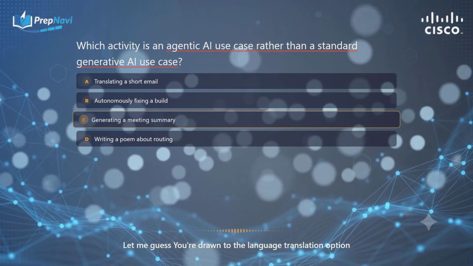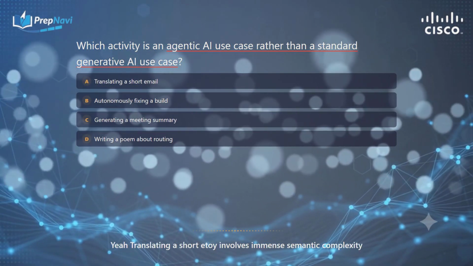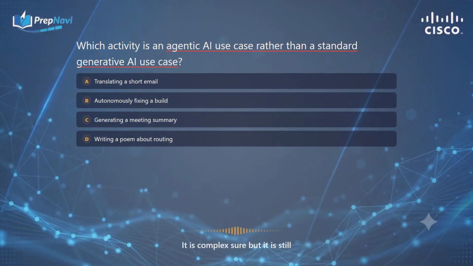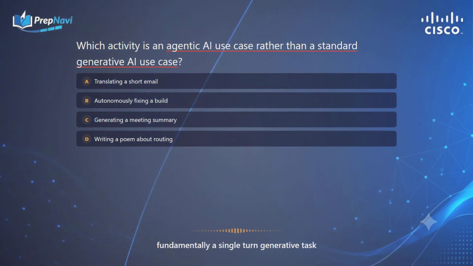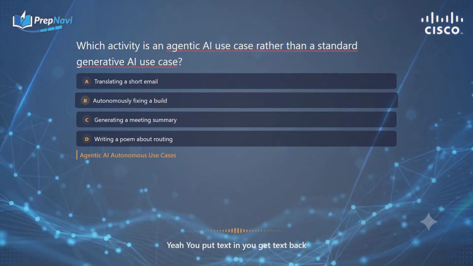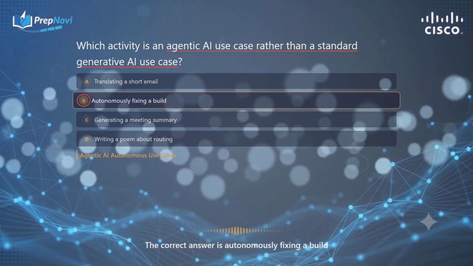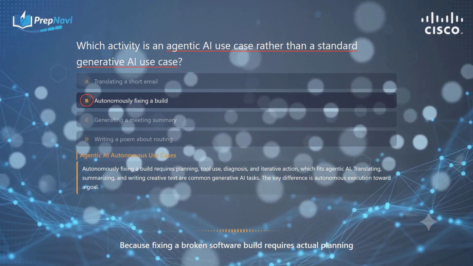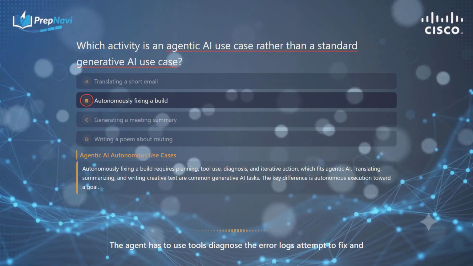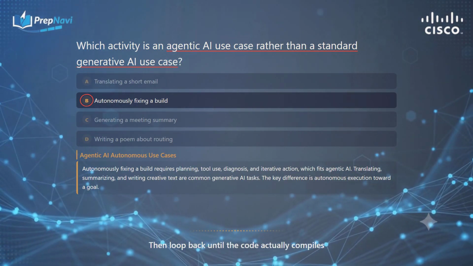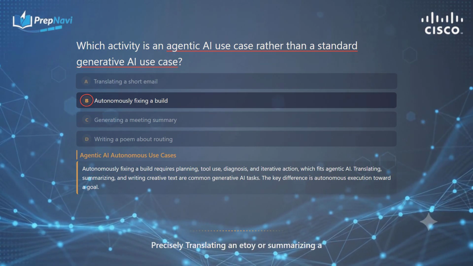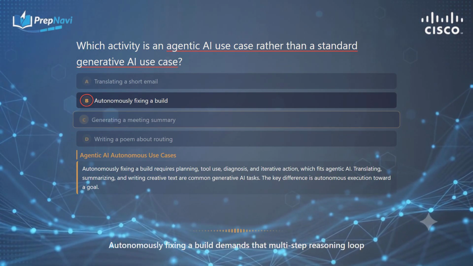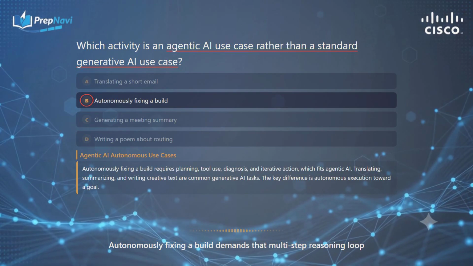Let me guess, you are drawn to the language translation option. I mean, yeah, translating a short email involves immense semantic complexity. It is complex, sure, but it is still fundamentally a single-turn generative task. Yeah. You put text in, you get text back. The correct answer is autonomously fixing a build. Oh, I see. Because fixing a broken software build requires actual planning. The agent has to use tools, diagnose the error logs, attempt a fix, and then loop back until the code actually compiles. Precisely. Translating an email or summarizing a meeting, those are single-turn outputs. Autonomously fixing a build demands that multi-step reasoning loop.